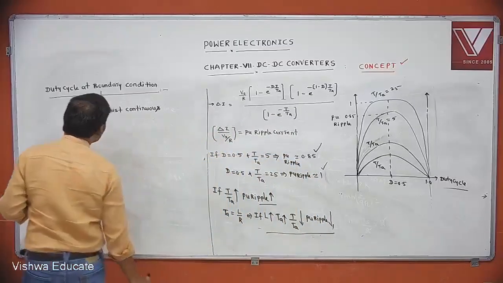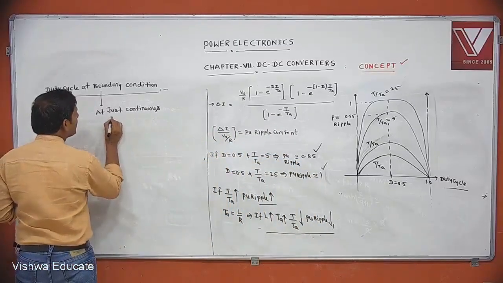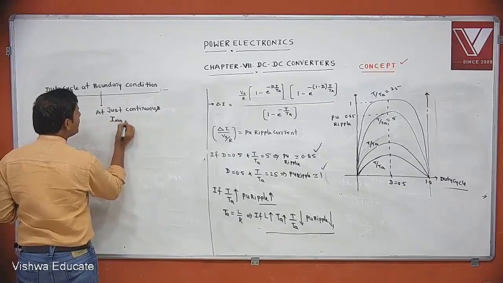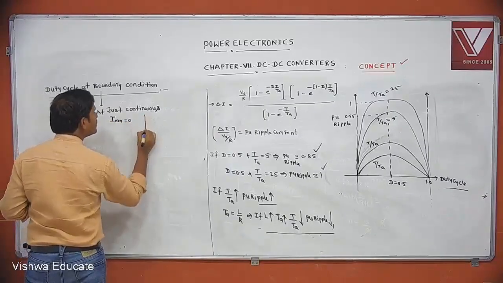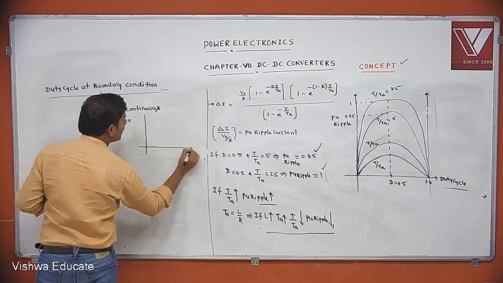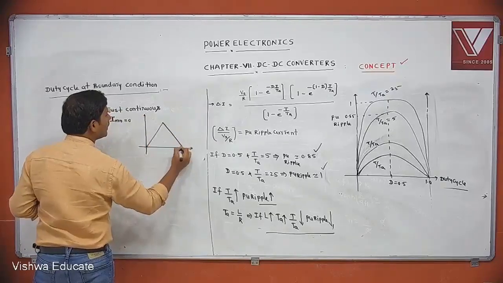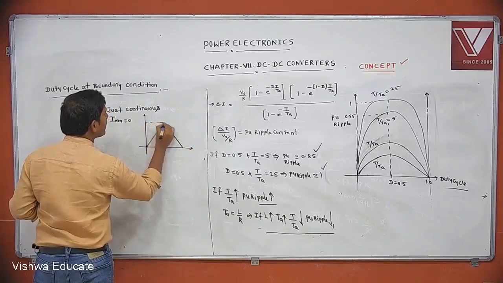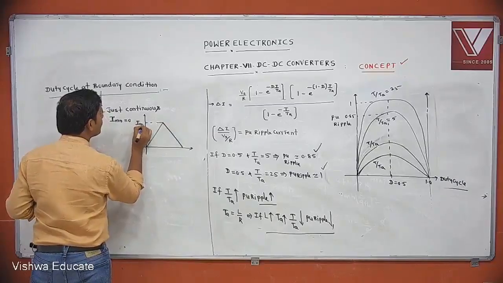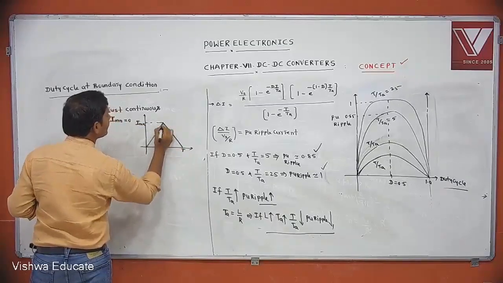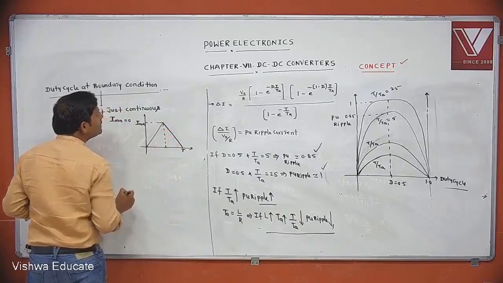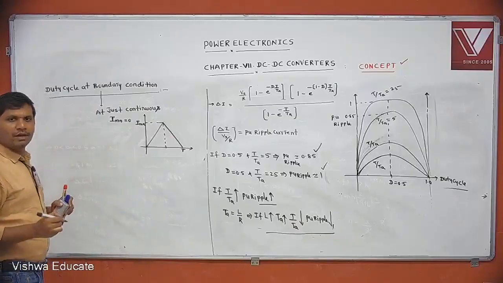At just continuous, what is the minimum current equal to? I minimum equal to 0. This waveform at just continuous, then which current is 0? This is I max, this is T. At just continuous, minimum current equal to 0.